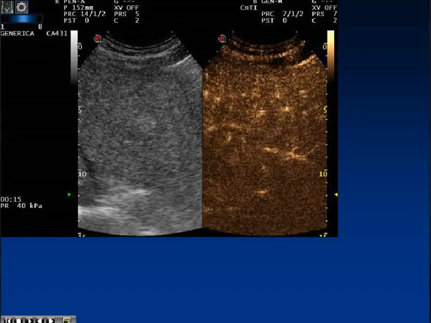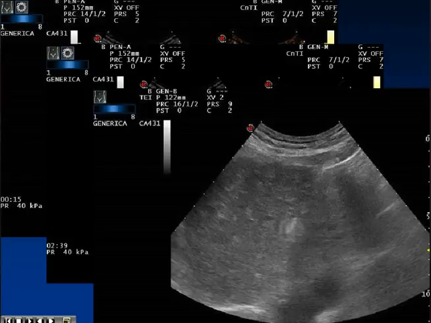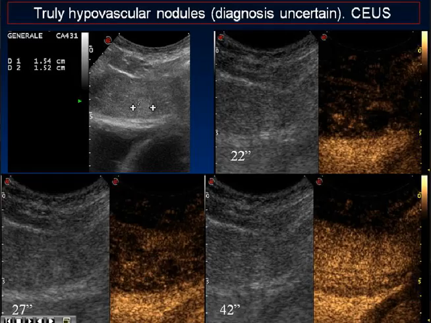So we have a lesion here. No arterial enhancement, no washout, and a needle is put inside it. This is a truly hypovascular nodule, dark in the arterial phase, and then isoechoic. This should be biopsied. We did not biopsy it because the patient was not well cooperating, and it is very close to the heart. You can see here the right heart.